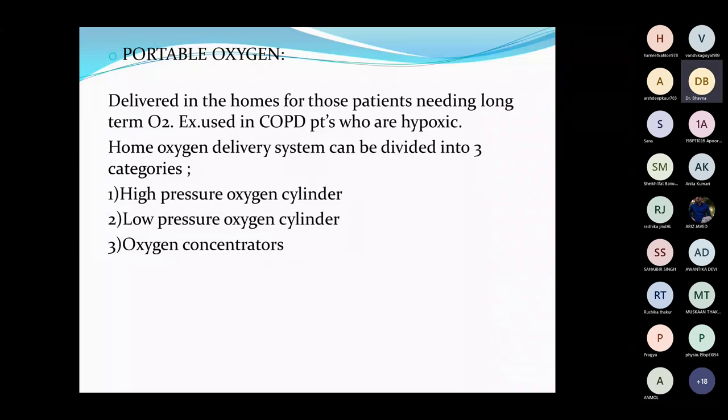So if the patient requires a less amount of oxygen regularly, the patient is put on portable oxygen therapy. So it is used in COPD patients who are hypoxic always, because in COPD the lung has lost the capacity to recoil, which is the basic phenomenon of the lungs. So the home oxygen delivery system can be divided into three categories: high pressure, low pressure, and the oxygen concentrators.